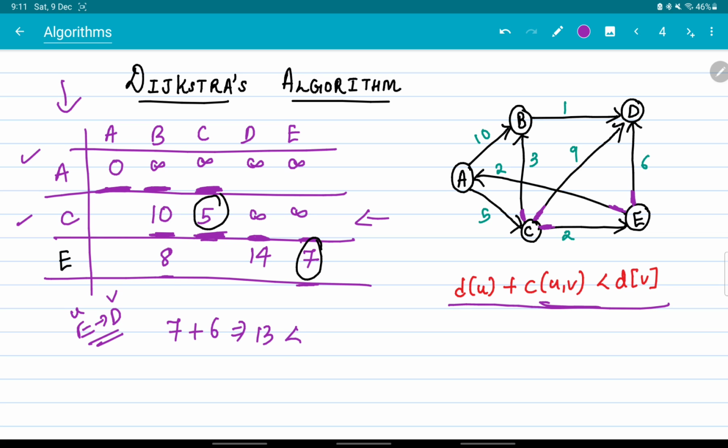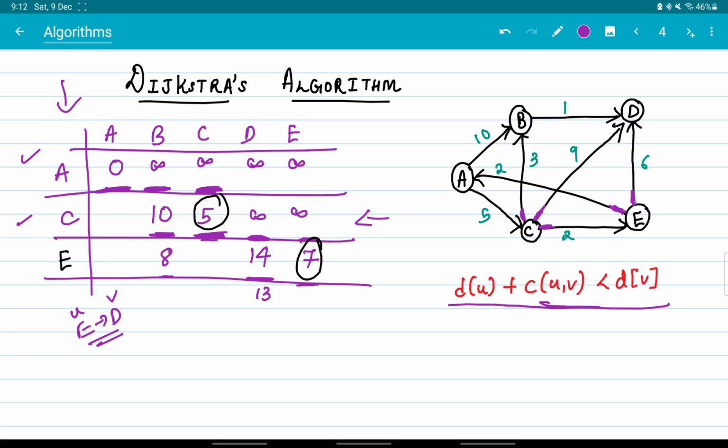Now what is the distance of D? 13 should be less than the distance of D. Distance of D from the table is 14. Is 13 less than 14? Yes, 13 is less than 14. Correct. So we have to update the value of D as 13. Okay. So we have covered the vertices.